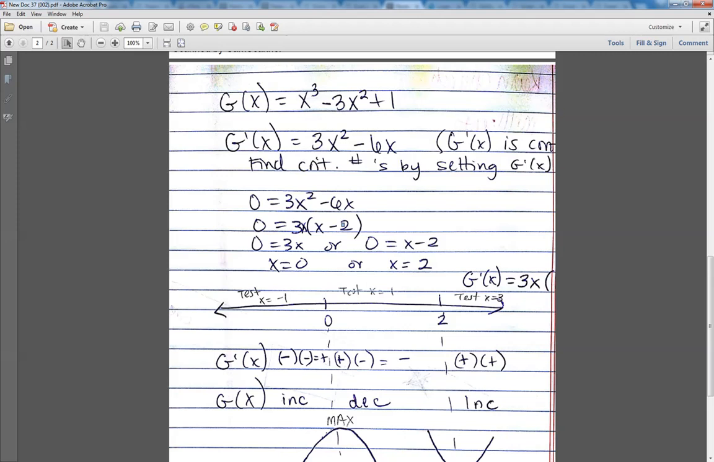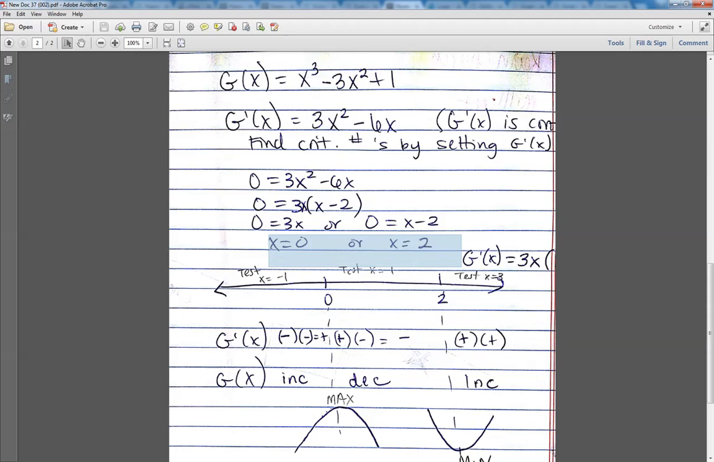So we get 3x equal to 0, or 0 must equal x minus 2, that second factor. I solve and I get two critical numbers. And so I take x equals 0 and x equals 2. I plot them on a number line. So my number line's drawn. I put 0 and 2, and then I determine I must test my derivative on either side of these, or within these intervals.